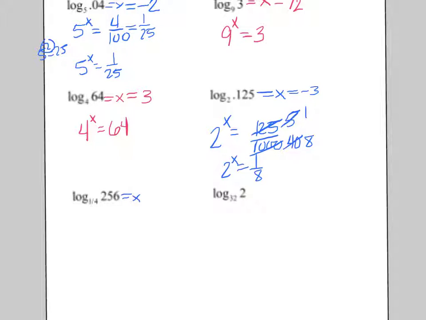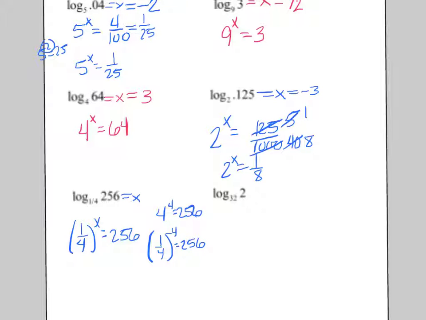Alright, this one equals x, so I've got 1/4 to the x equals 256. Let's see here. 4 to the 4th power equals 256. But I have 1/4 to the x equals 256. So I'm going to need a -4 to flip that 1/4 over. So x must equal -4 then.